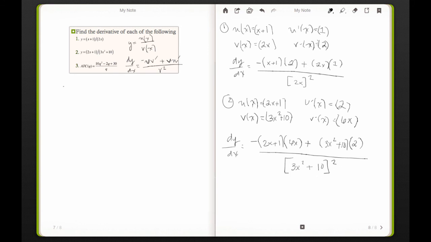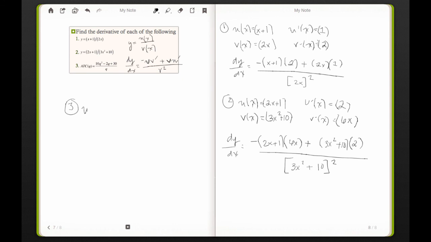And finally, let's do this third one. This one's a little bit trickier because it doesn't have y and x in it. It's got an ATC and a q in it. But what we're trying to figure out is the derivative of average total cost with respect to quantity, with respect to q. I can simplify this out, you know, 10q squared divided by q is 10q, and things like that. But I'm actually just going to keep it like this for now. So what we're trying to find is dATC dq.